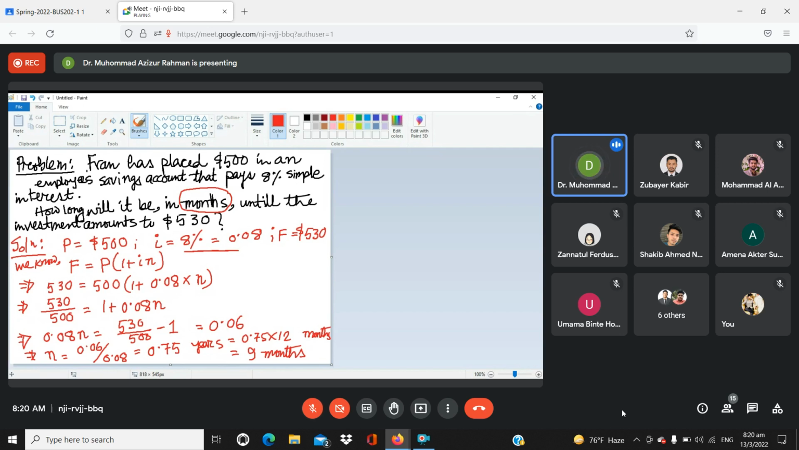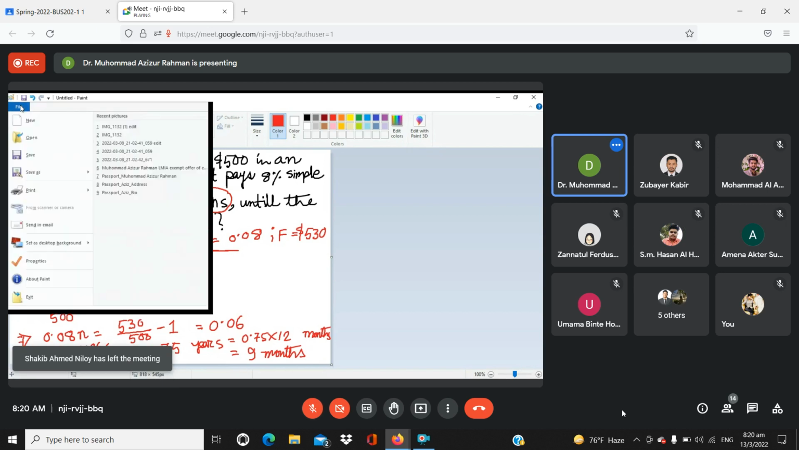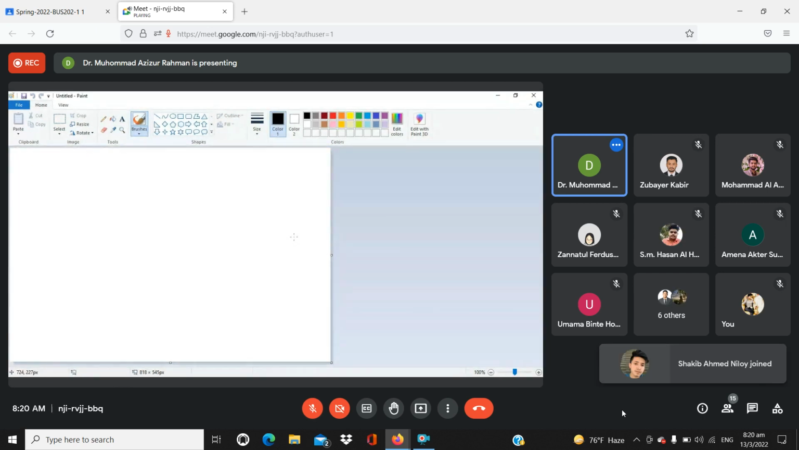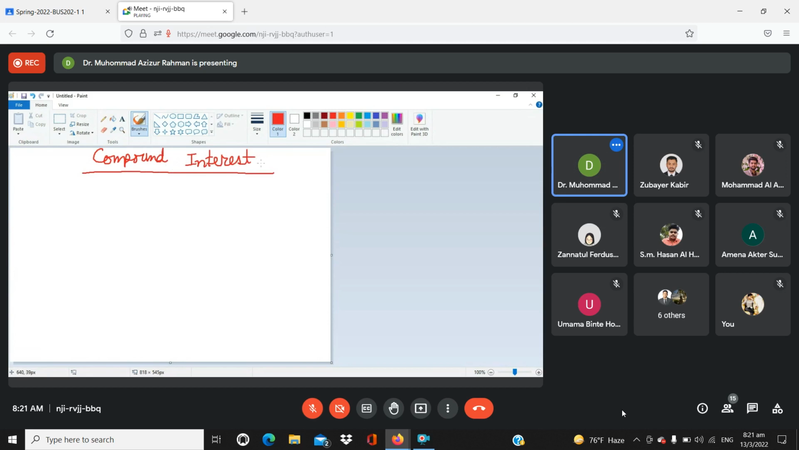Now we'll discuss compound interest. We started the discussion in the last class, so we'll continue. We discussed in the last class about the compound interest rate, compound interest.